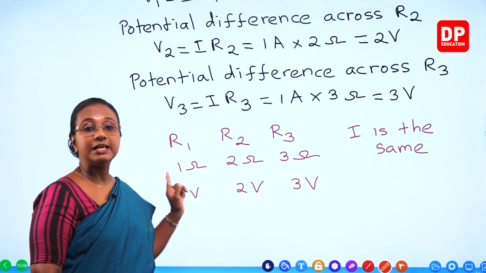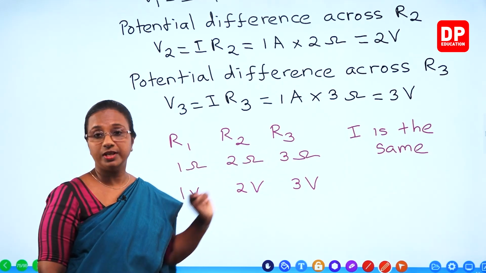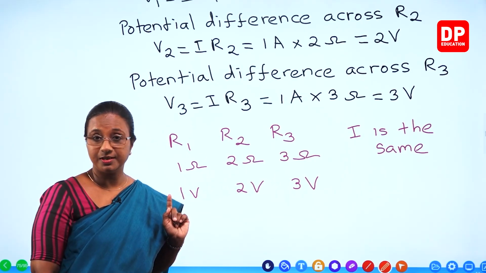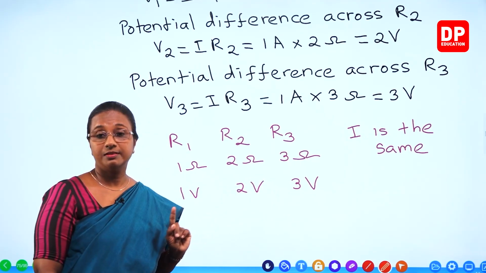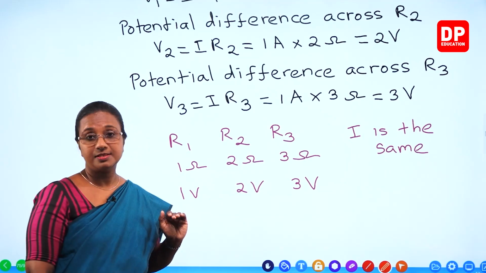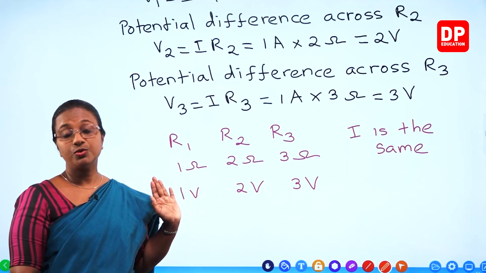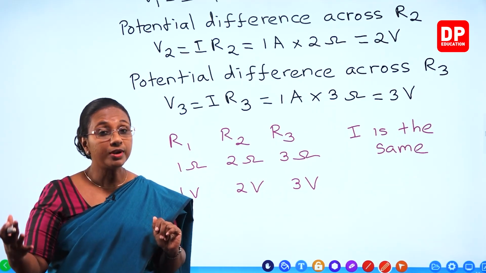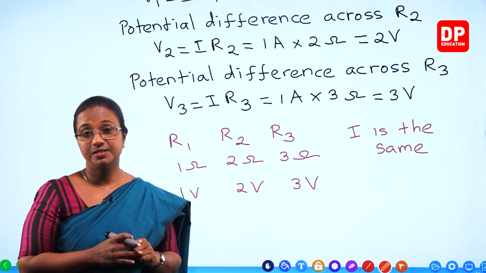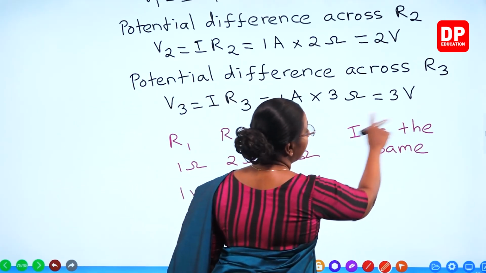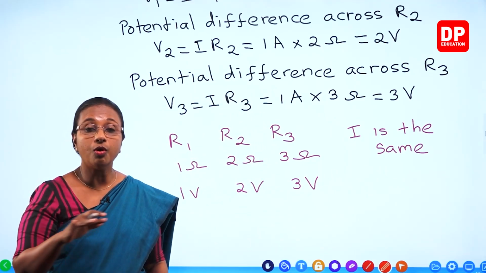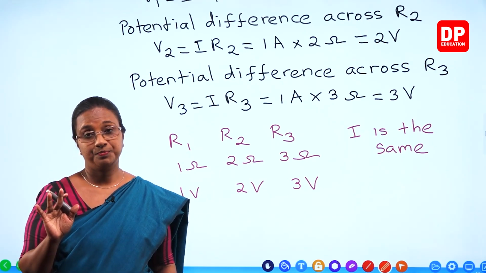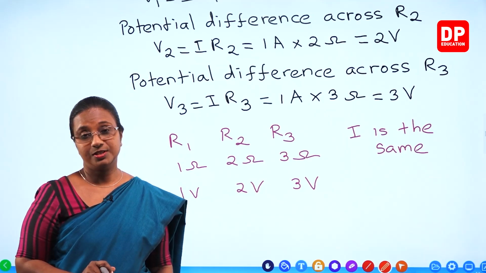So the ratio between the resistors is 1:2:3. Look at the ratio between the voltage differences, potential differences. 1:2:3. So depending on the resistors, the potential difference is also distributed. Less resistance, less potential difference. More resistance, more potential difference. Why? Because the current flow is the same through all the resistors when they are combined in a series manner. You all have to understand this, students.